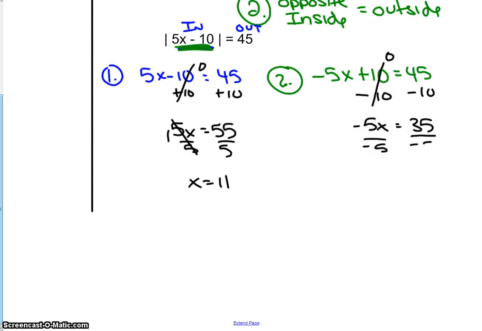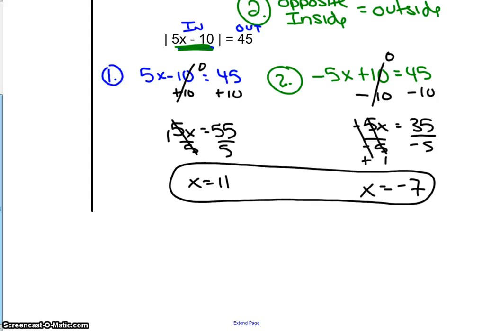Divide by negative 5. And again, I cross off the negatives because they go to positive. 5s go to 1. Okay. Like I said, in general, 2 solutions. Now, we should check those.